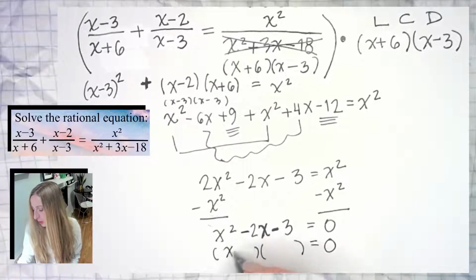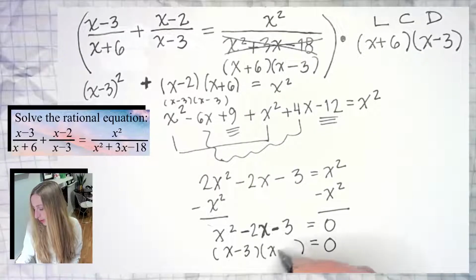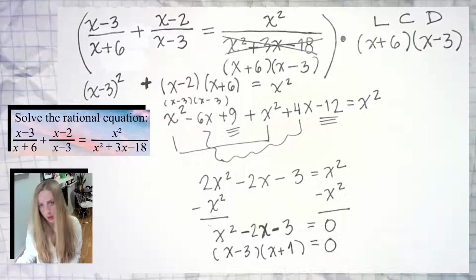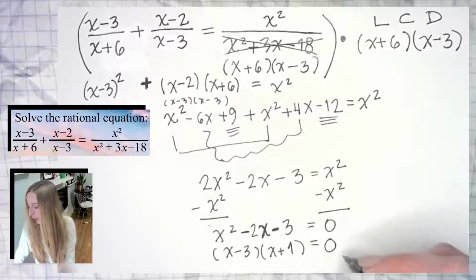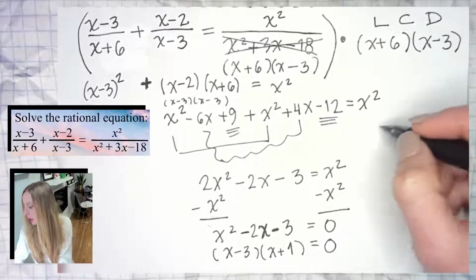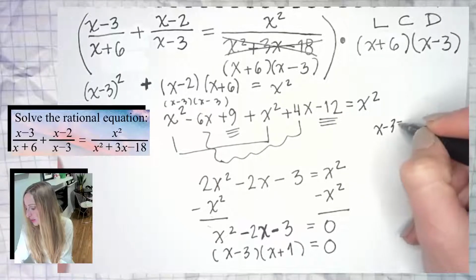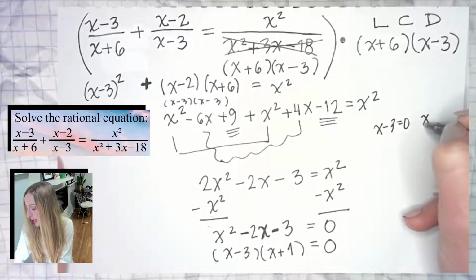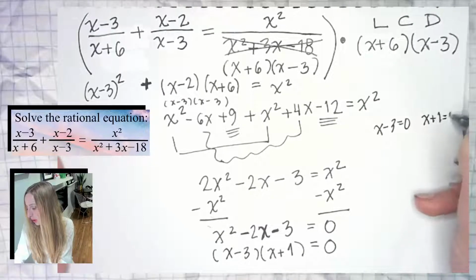What is this factored to? I hope that you're able by yourself to get that right there. Now we're going to apply the zero product property. So what's that going to look like? That means we're going to take x minus 3, set that equal to 0, and we're going to take x plus 1 and set that equal to 0.